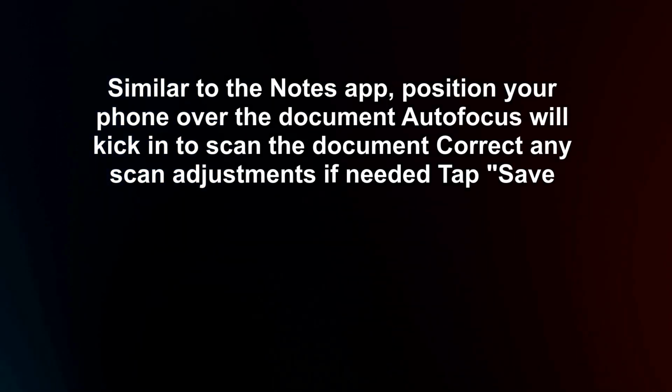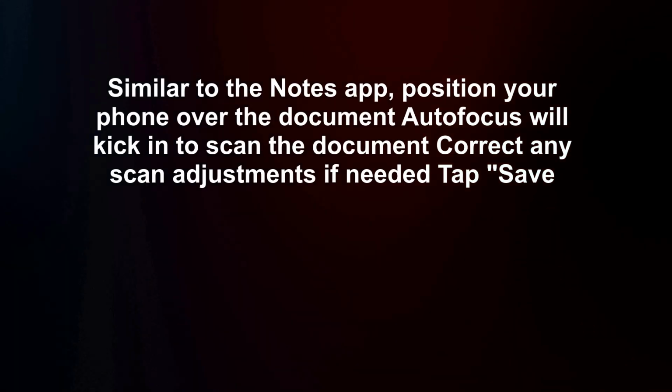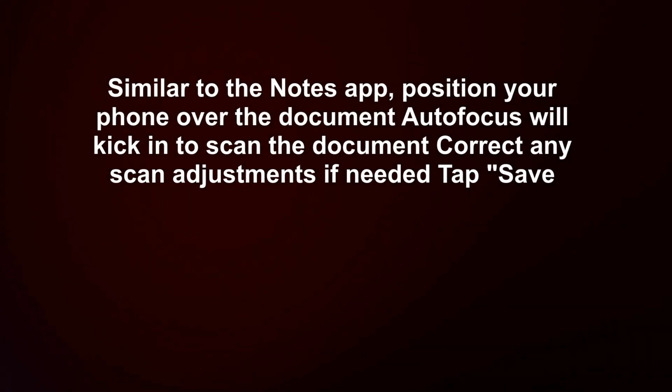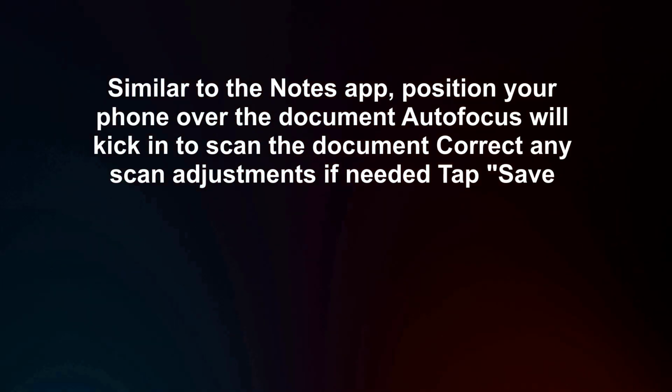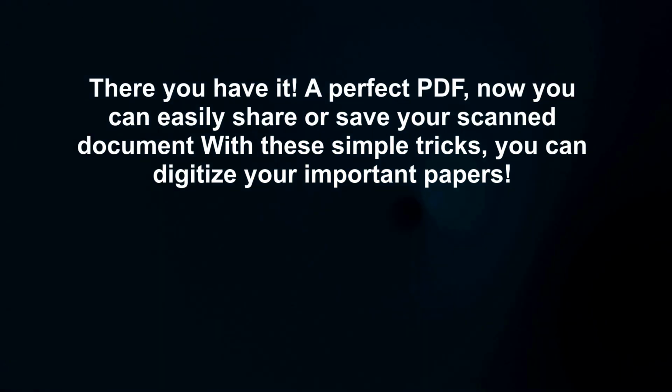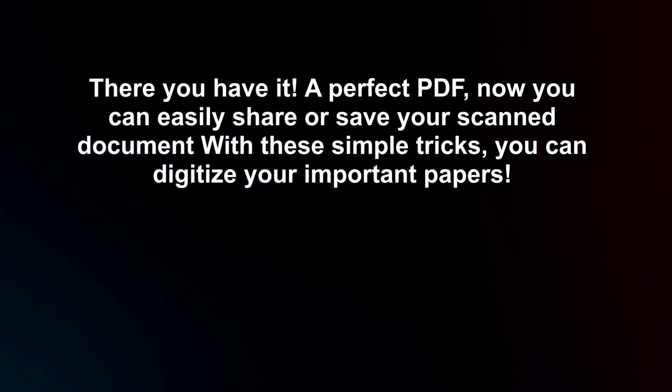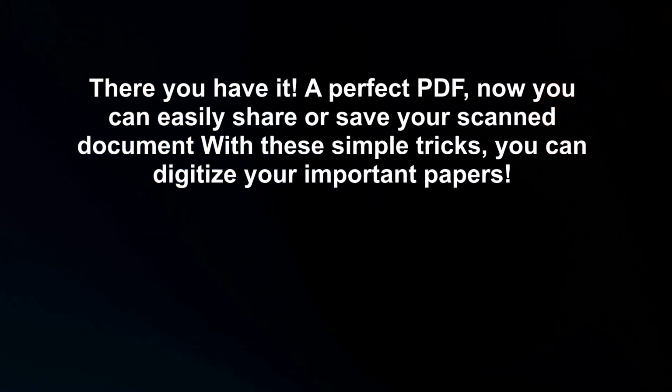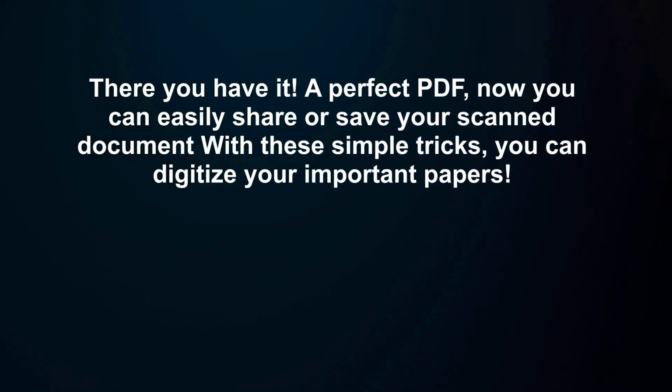Similar to the Notes app, position your phone over the document. Autofocus will kick in to scan the document. Correct any scan adjustments if needed. Tap Save. There you have it, a perfect PDF. Now you can easily share or save your scanned document. With these simple tricks, you can digitize your important papers.